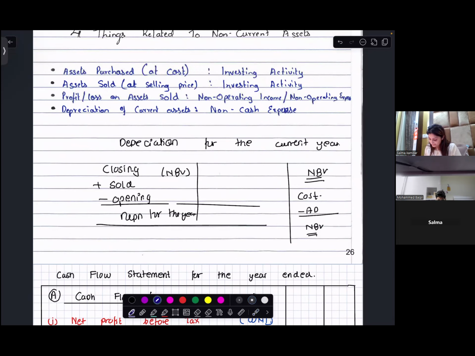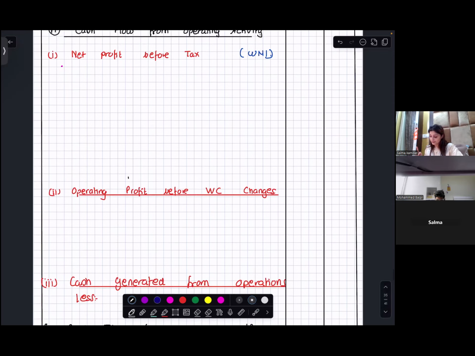Are you with me? Depreciation of the asset, non-cash expense. Again, add. For depreciation: closing plus sold minus opening. For profit or loss: cost minus accumulated depreciation gives you net book value.